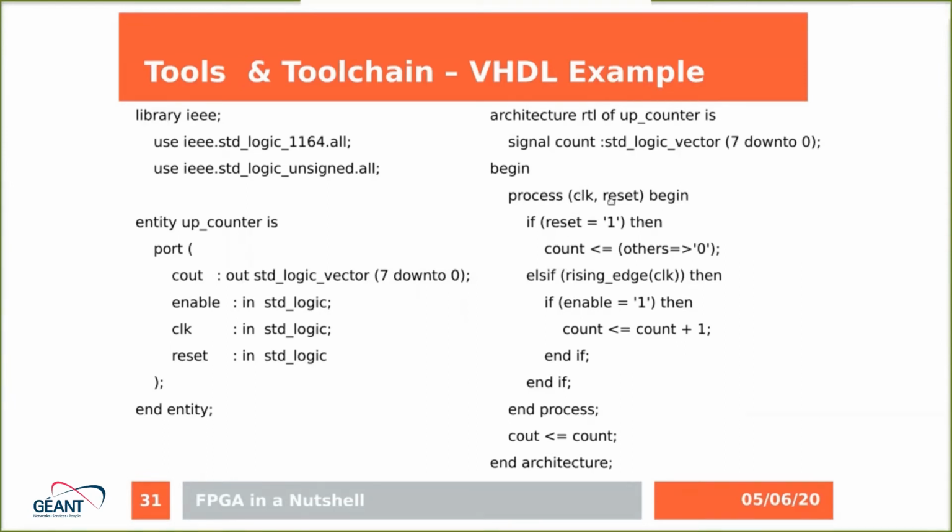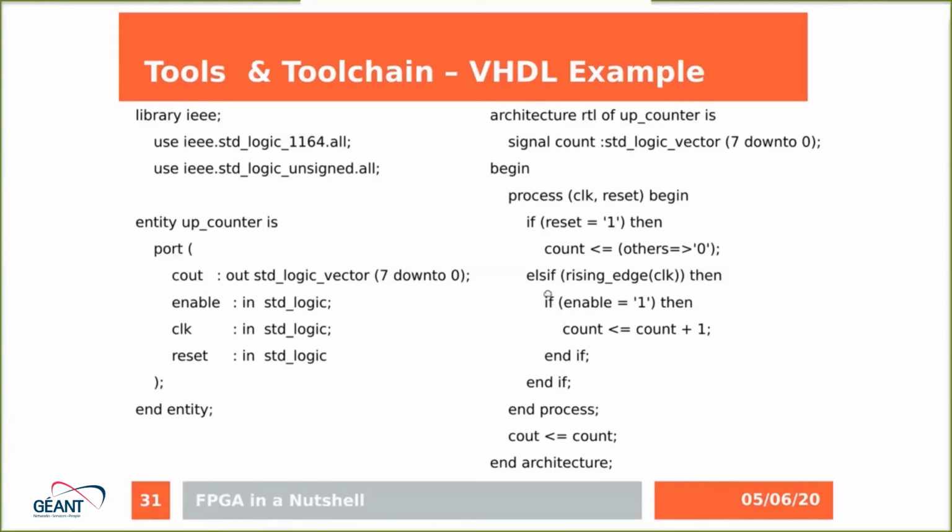So this is a sensitivity list, and if any of these inputs is changed, then the process is run. So in this example, we can see that we have the up counter with asynchronous reset. So the reset can come between clock cycles, and if the reset is 1, then we will set the value of the counter to 0.